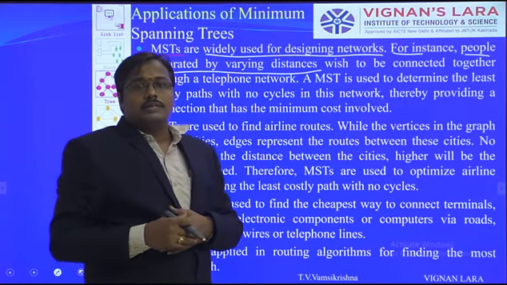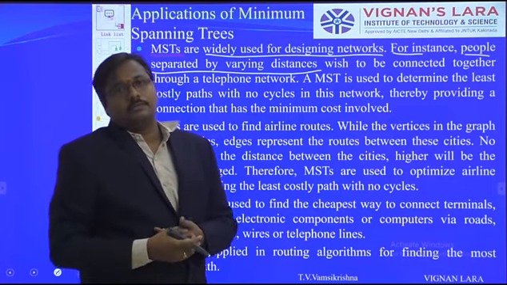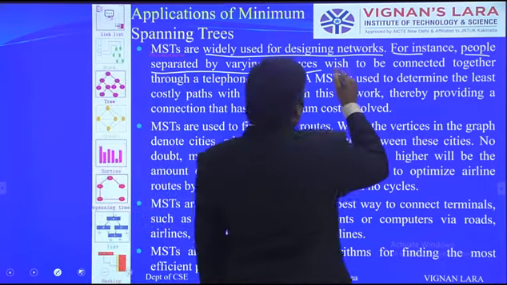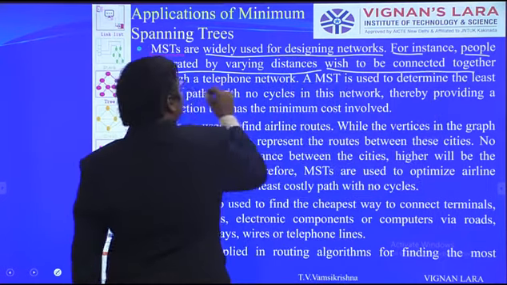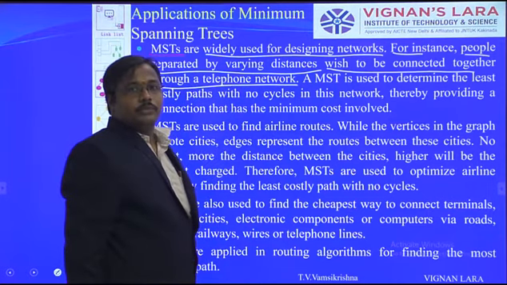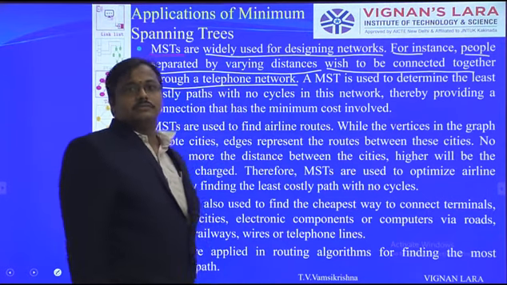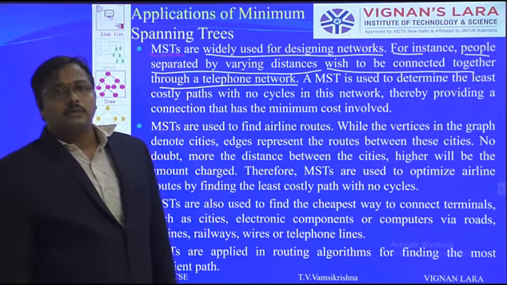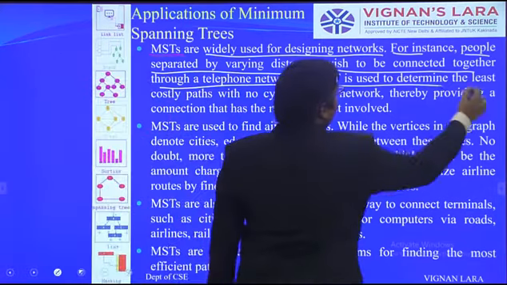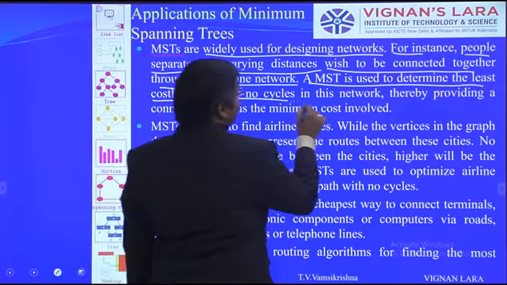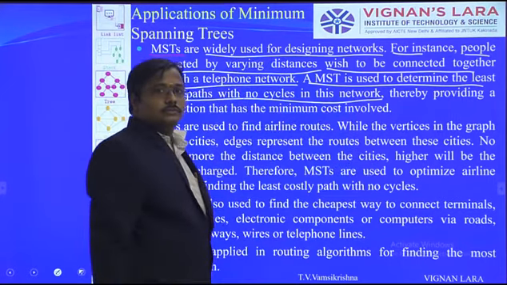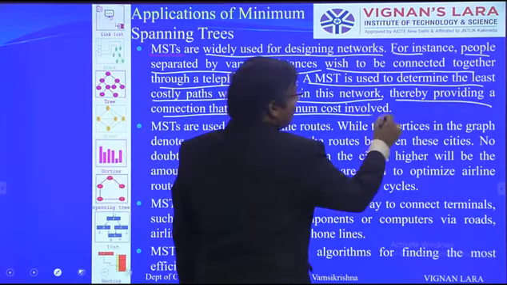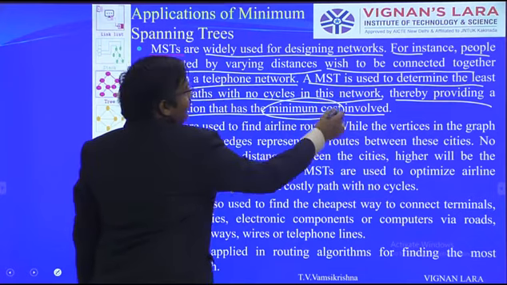You are saving some kind of equipment and some kind of data transmission rate also. Some kind of time saving also. So these have to be connected together through telephone networks, I think landline networks. So how do we connect all the ports with the shortest distance? We can measure. And a minimal spanning tree is used to determine the least cost paths with no cycles in the network, thereby providing a connection with the minimum cost involved. So this is the objective.